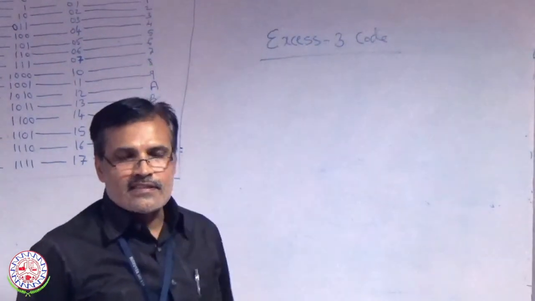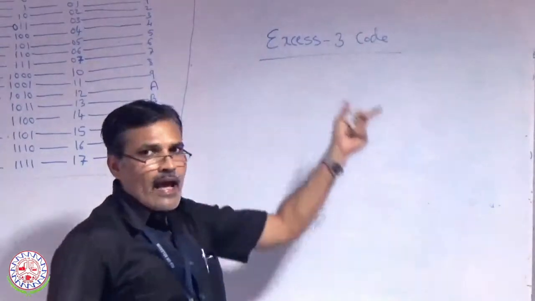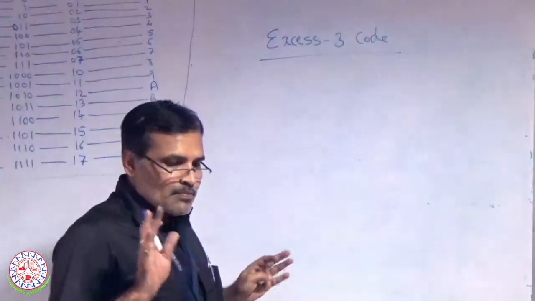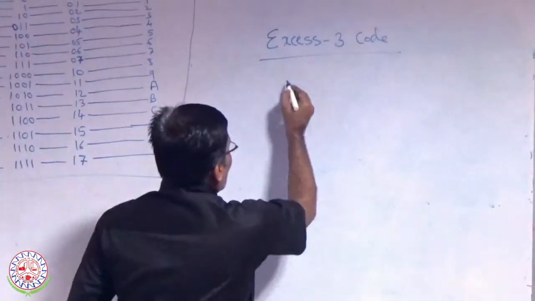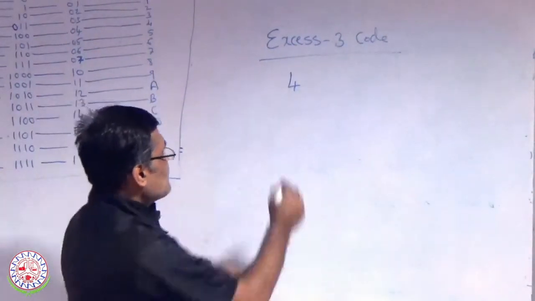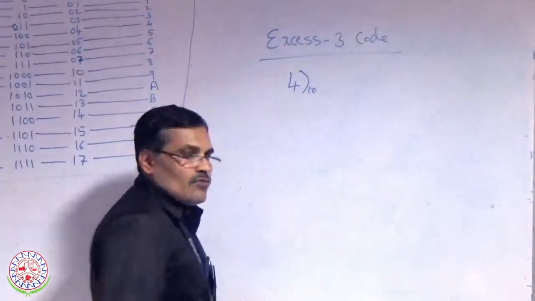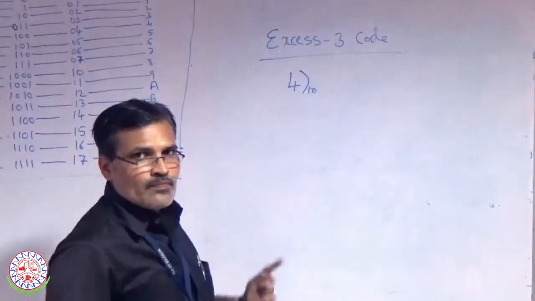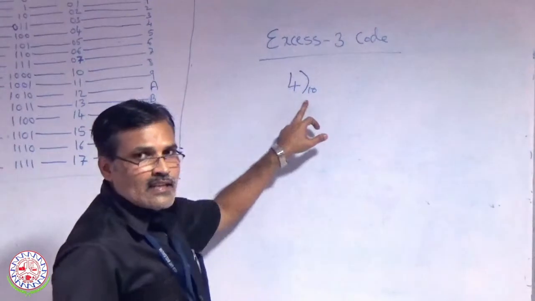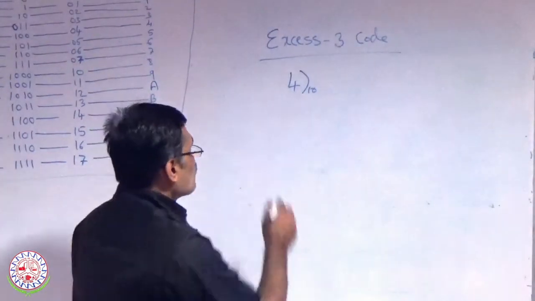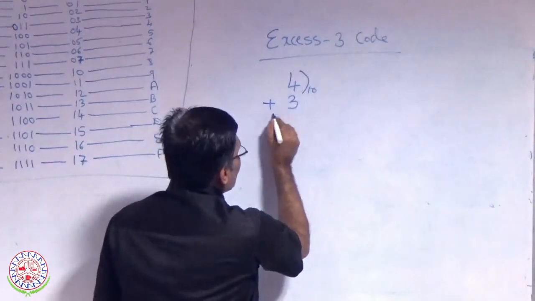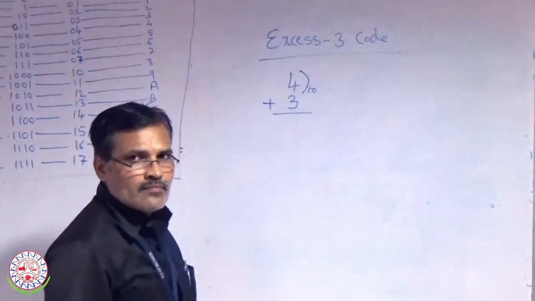So what is this Excess 3 code? The name itself suggests it is Excess 3, excess of 3. In this particular case, consider a decimal number 4. So this is our decimal number. Now I need to have the Excess 3 code for this decimal number. In order to generate an Excess 3 equivalent number, I just need to add 3 to the given number.